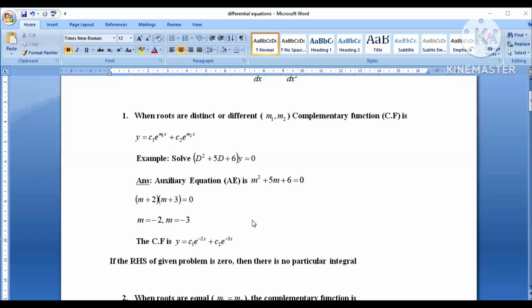If the right hand side of the given problem is 0, then there is no particular integral.